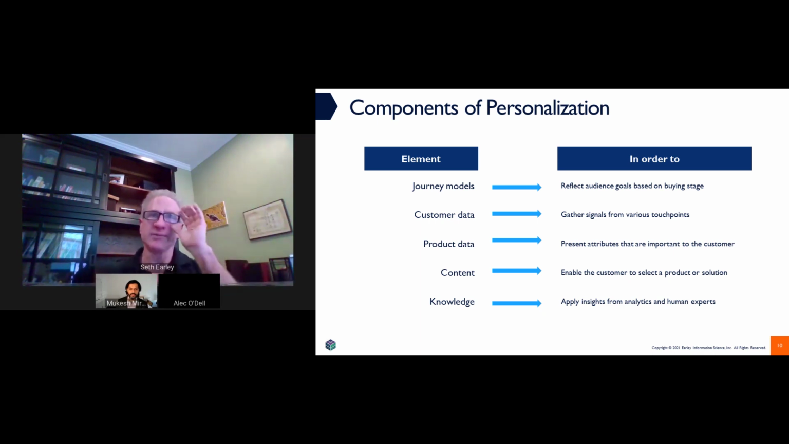So the journey model says what they're trying to do, who they are, how they go about solving their problems, their mental model. The customer data is pulling together those different signals, those different touch points, and consolidating them. What is the impact of a click-through on a website versus a response to a campaign? Those are different things, but they're also signals that impact how we can represent the customer.